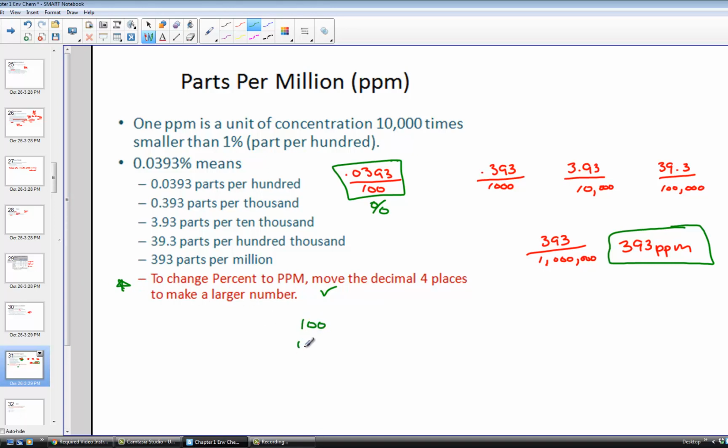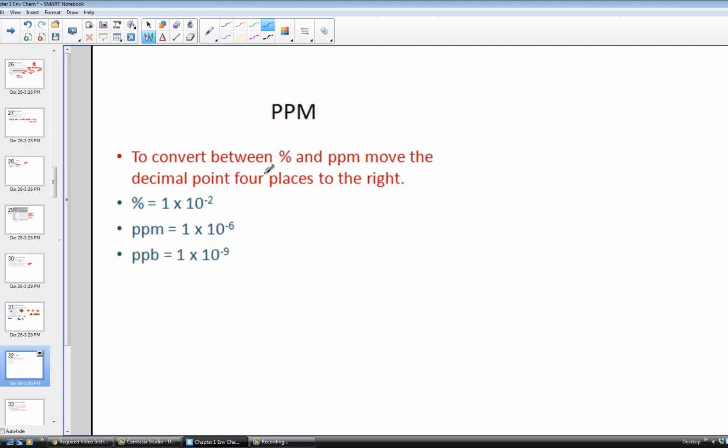To go from 100 to a million, how many different zeros are there? Can you see, to eliminate these, it moves 1, 2, 3, 4 more zeros. So that's why we move it 4 places to make it a larger number. The difference between 100 and a million is 4 zeros. So if I look at 0.0393%, I go 1, 2, 3, 4 spots to the right, and my 0.0393 becomes 393 parts per million. To convert between percent and parts per million, move the decimal 4 places to the right.